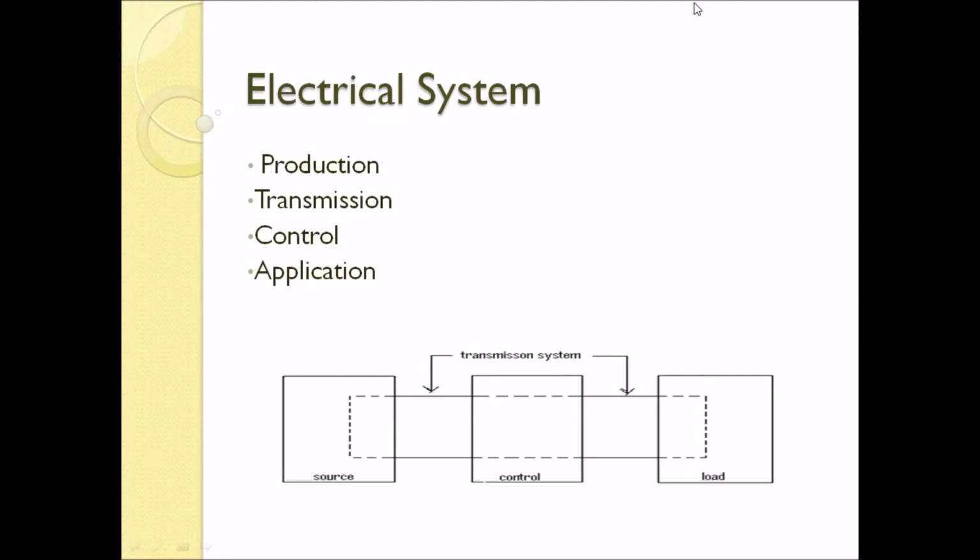And at each point of these three, that is production, transmission, and application of electrical energy, the control system has its own importance, because the control setup is the only part which ensures the safety of human beings. Electricity is a good friend, but it could be a great enemy if you don't take precaution while dealing with it.